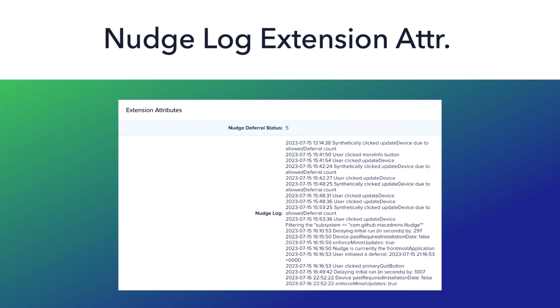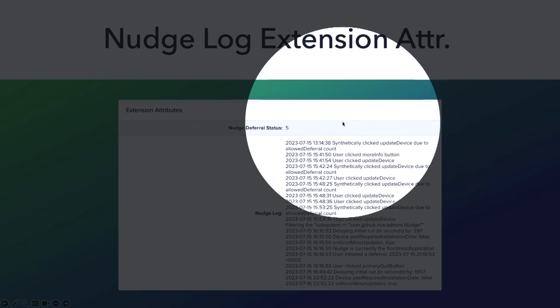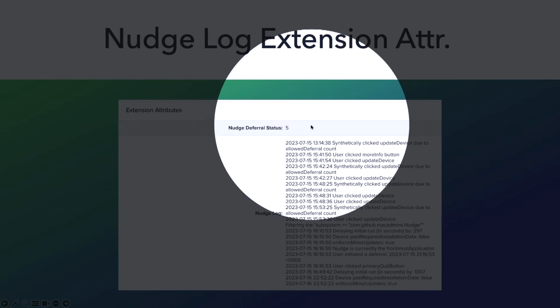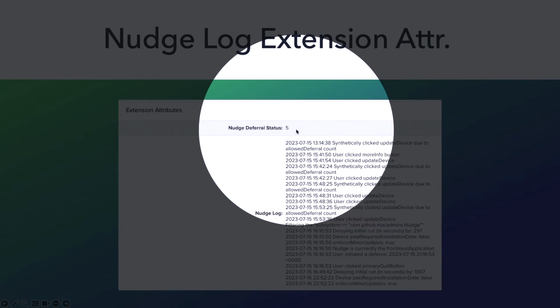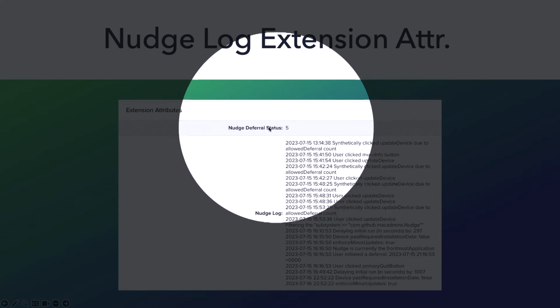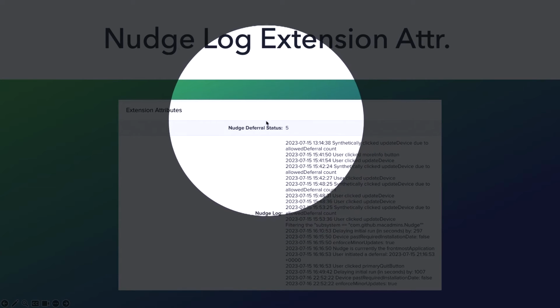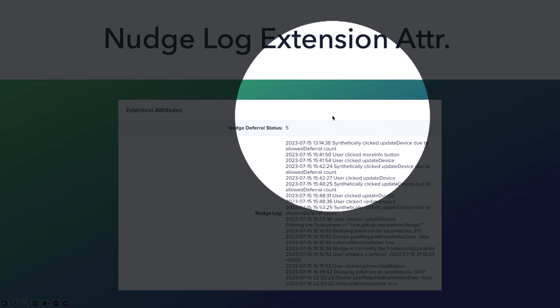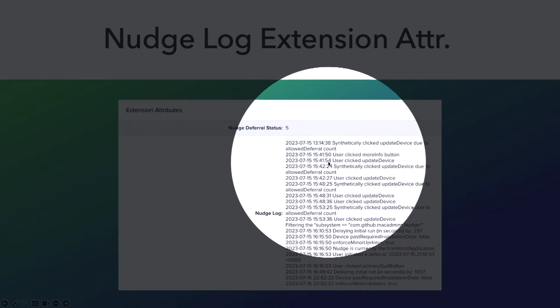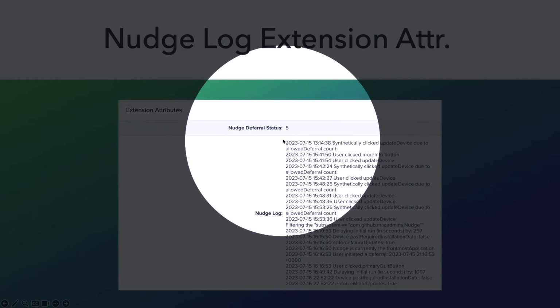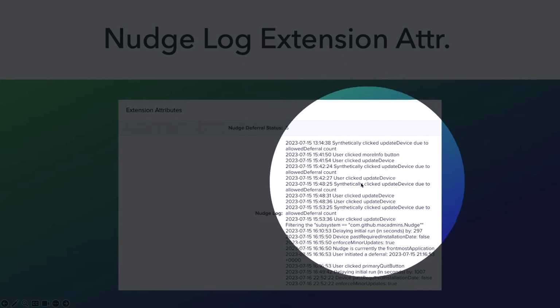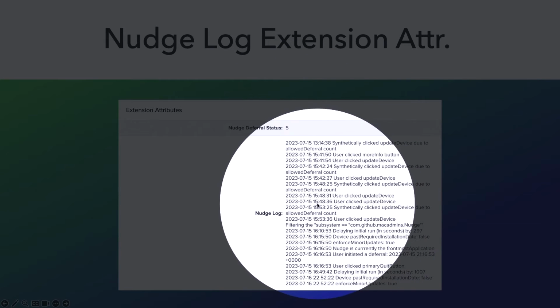So up top, let's see, will my super special thing work again? Cool. So nudge deferral status 5. This is actually one of my old devices. So here I deferred nudge. The nudge window popped up, I said, I don't feel like doing it right now, I'm going to move it to later. I did that 5 times, so well within the allotted time that I set aside.